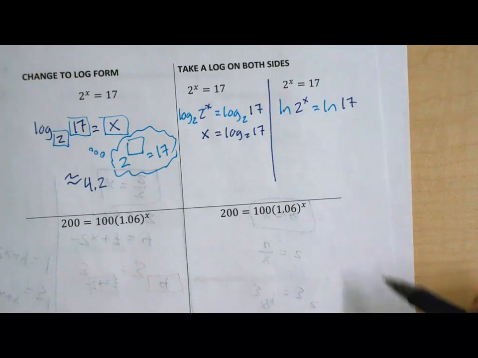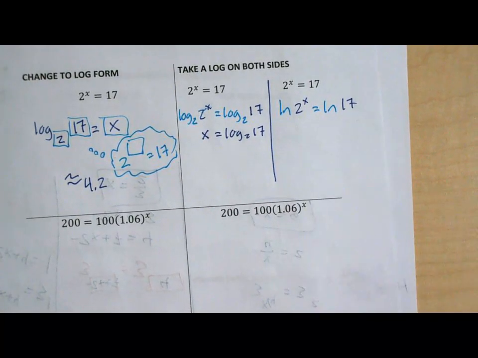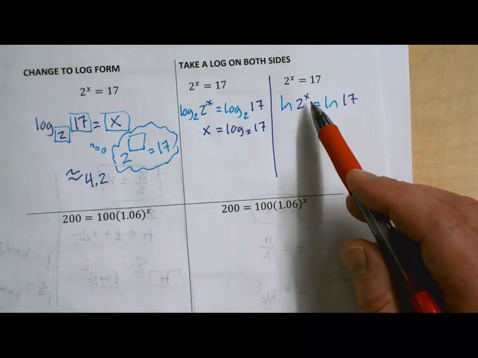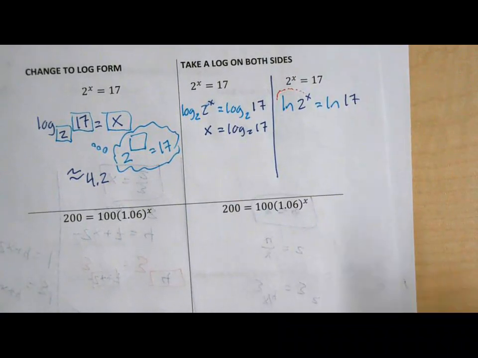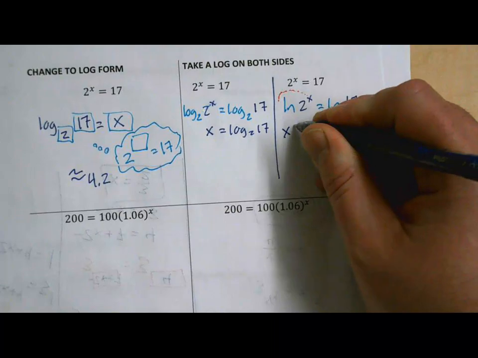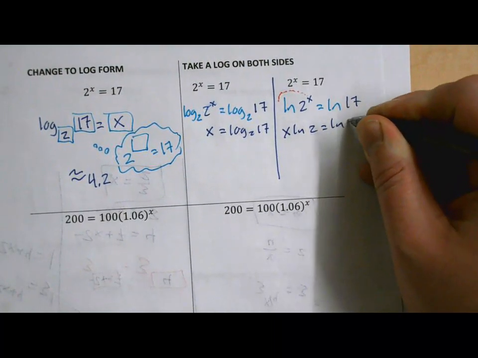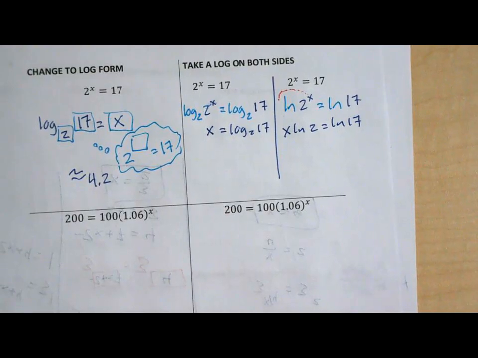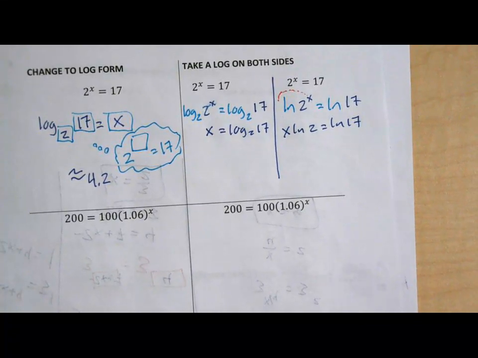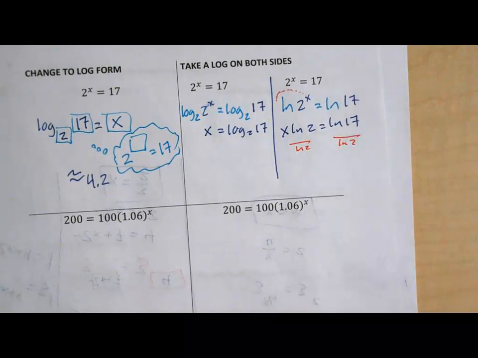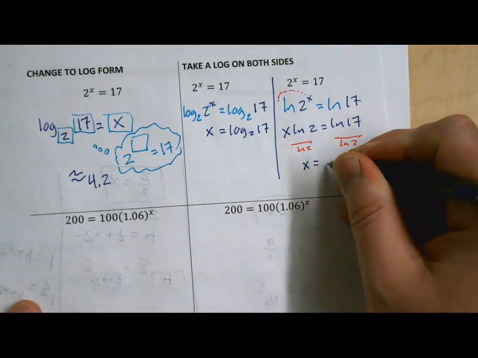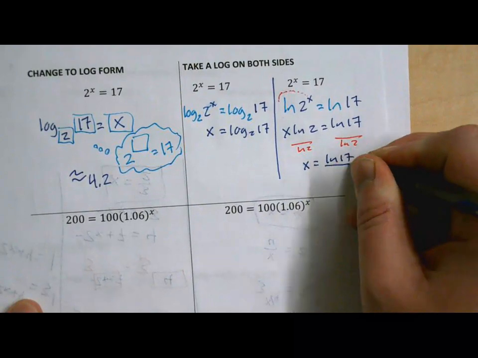Now this time the ln doesn't cancel the 2, but what are we going to be allowed to do with this x here? It's an exponent on the inside. We have a log rule that says that can become a coefficient on the outside. And if I'm trying to get x by itself, I think we could just divide at this point, right? And we're going to get x equals ln 17 over ln 2.